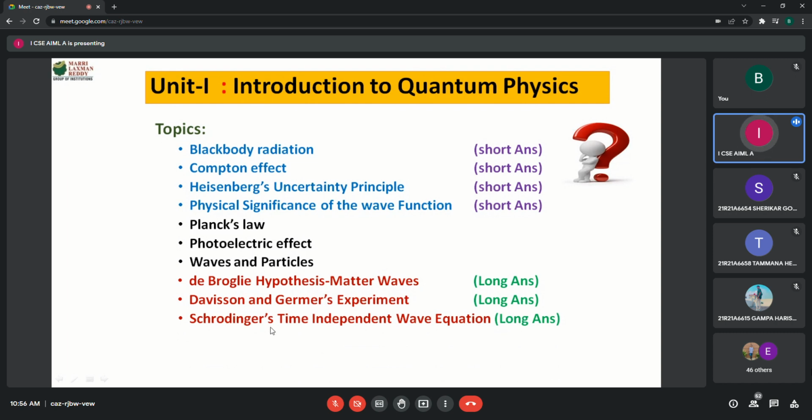Okay, so derive Schrodinger's time independent wave equation, that can also be expected as a long answer question. And particle in a potential box: two long answer questions for one set, two long answer questions for the second set. But in which set which question will come, nobody knows. If you have concentrated on these four, then you can definitely write whatever questions are given in the question paper. Is it okay? Am I clear? If everything is clear, then we will move to the next step.